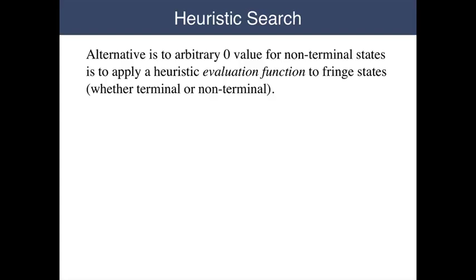One way of dealing with this conservative nature of depth-limited search is to improve upon the arbitrary zero value returned for non-terminal states. In heuristic search, this is accomplished by applying a heuristic evaluation function to non-terminal states. Such functions are based on features of states, and so they can be computed without examining the entire game tree.